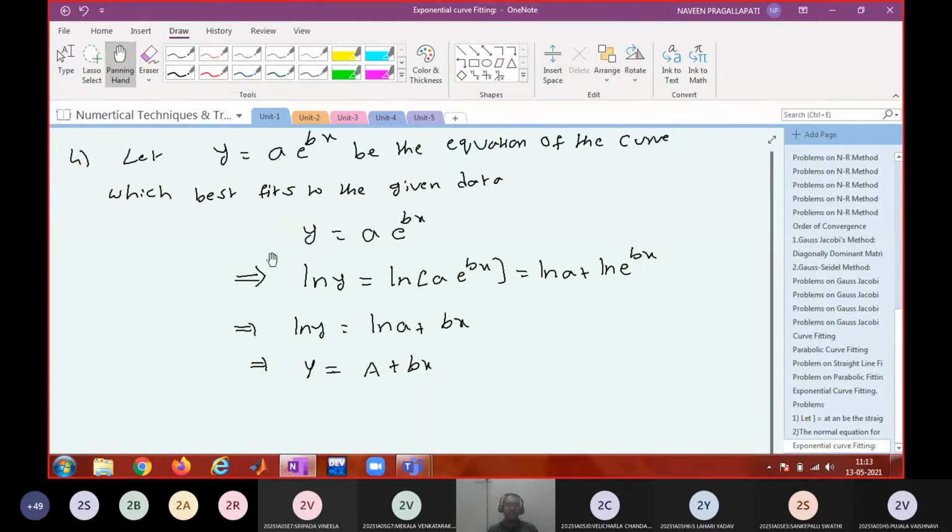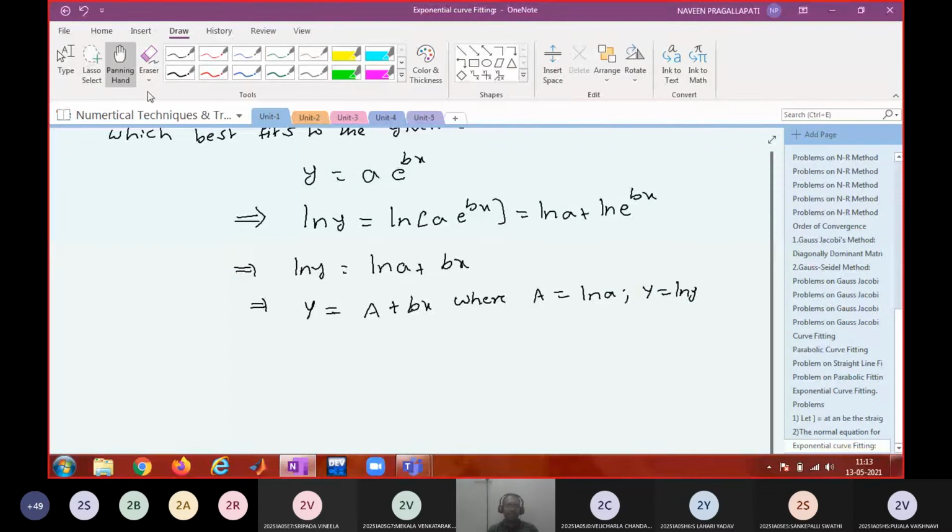Now is it not a first degree equation? Y equal to a naught plus a1x form, right? Where capital A equal to log a, capital Y equal to log y. So write down the normal equations for this straight line equation form. Find out capital A and small b. Once you get capital A, how do you get small a?